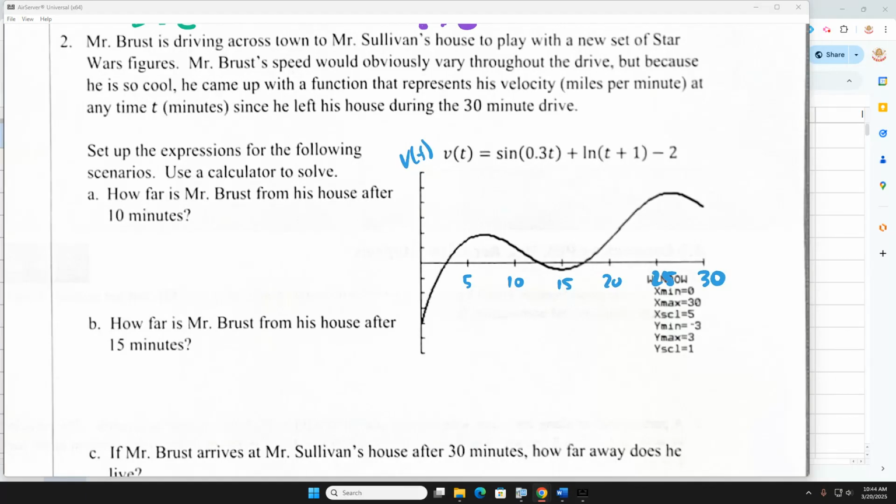It's direction. So he starts off, I don't know this Mr. Brust, but he starts off driving in the wrong direction. All right, and then he is driving in the right direction, and then he makes a wrong turn. And then he eventually ends up where he's trying to go.